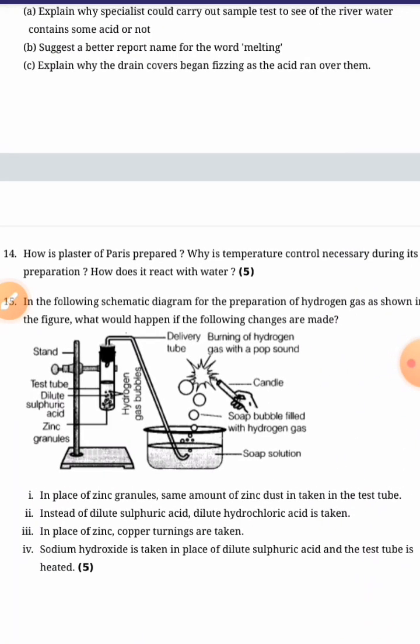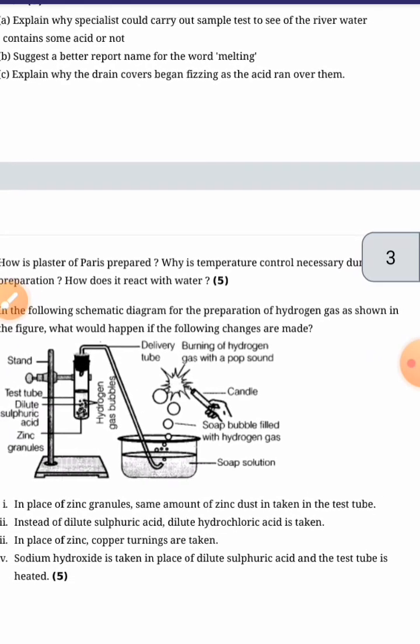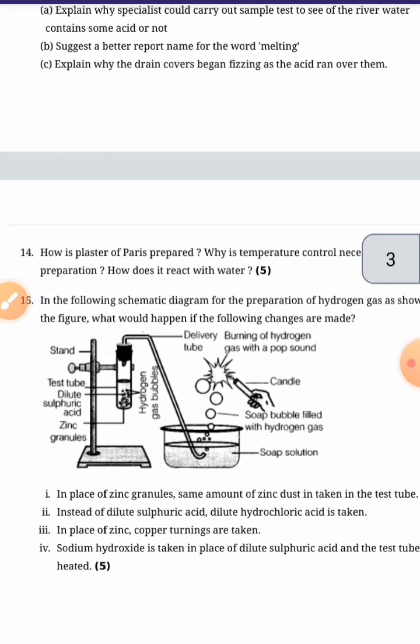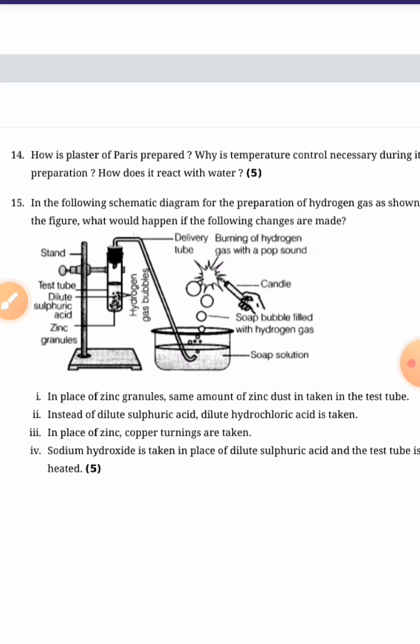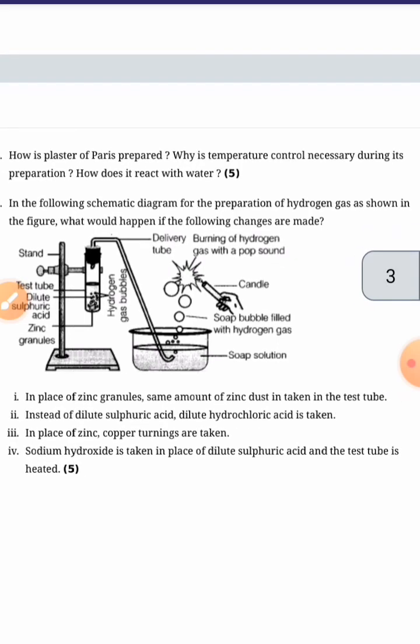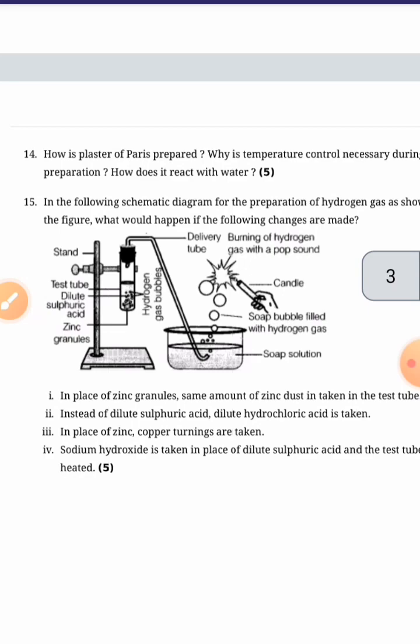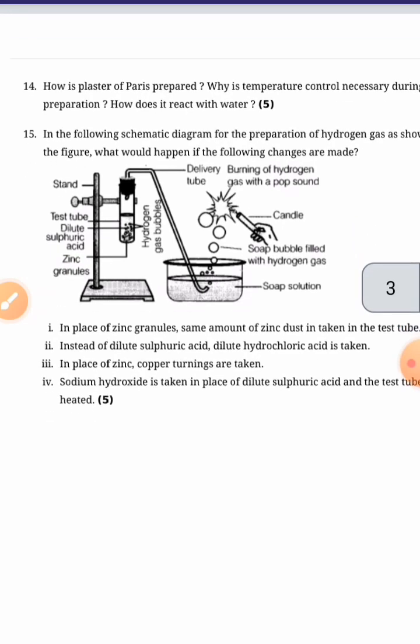Now come to the question number 15. It is a picture based question in which a schematic diagram for the preparation of hydrogen gas is shown in the figure. What would happen if the following changes are made? Here it is given on an NCERT page. It's an experiment where bubbles form from the soap solution. First question: in place of zinc granules, some amount of zinc dust is taken in the test tube.